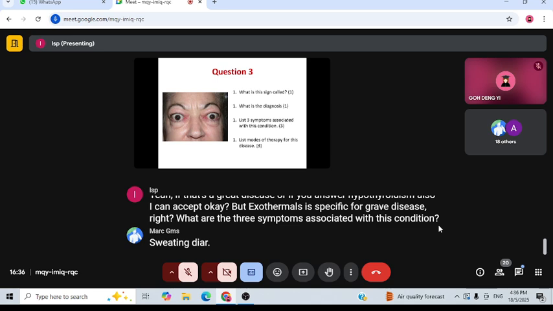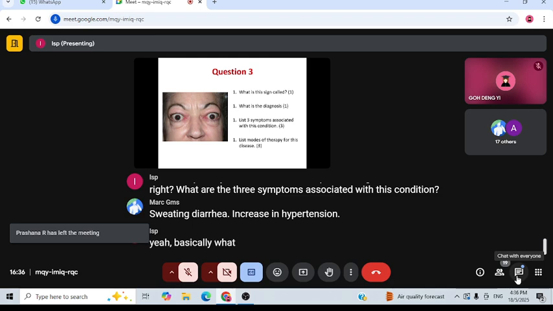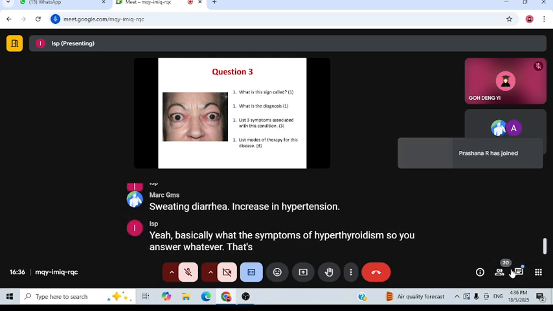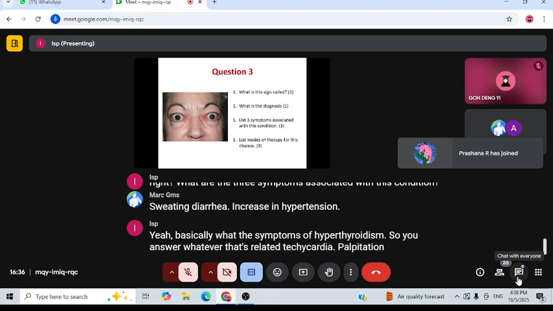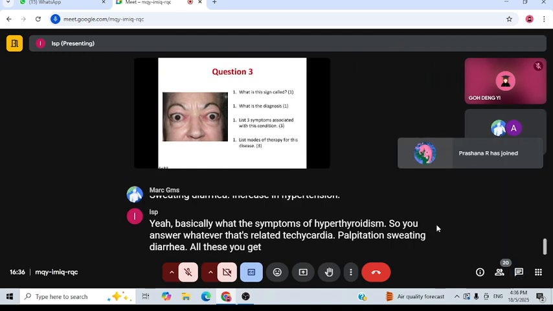Sweating, diarrhea, increase in hypertension. Basically, what are the symptoms of hyperthyroidism? So you answer whatever is related: tachycardia, palpitation, sweating, diarrhea. All these will get marks.